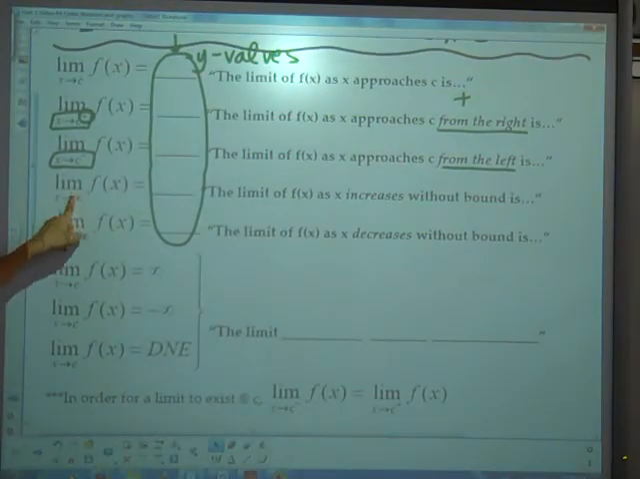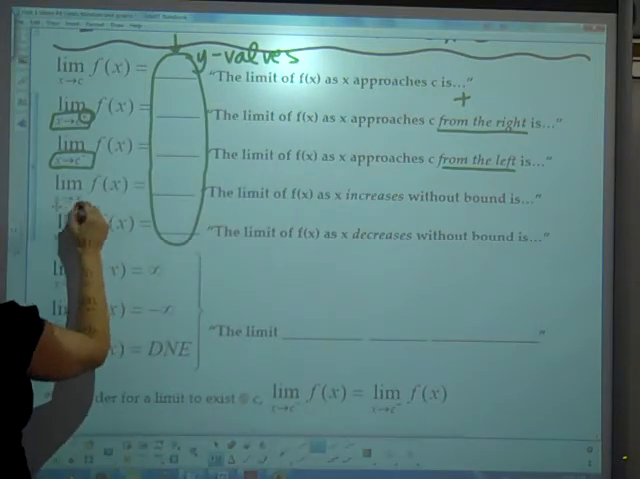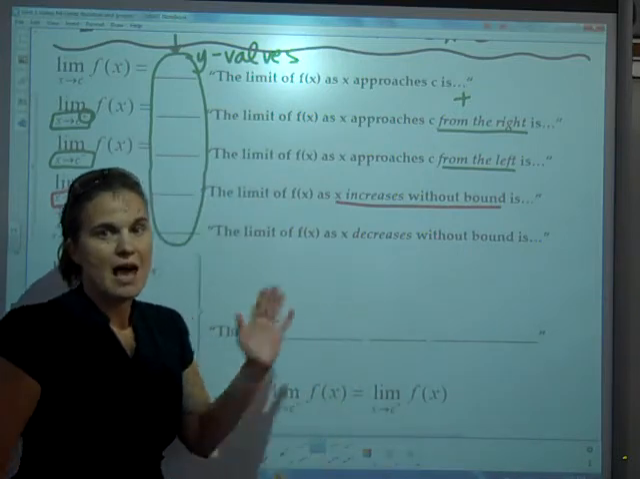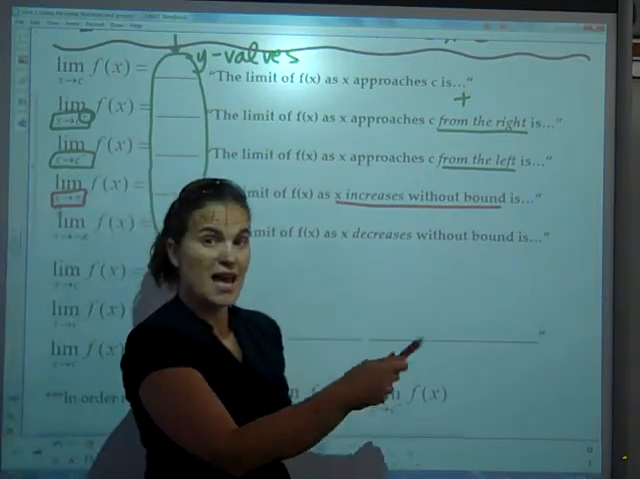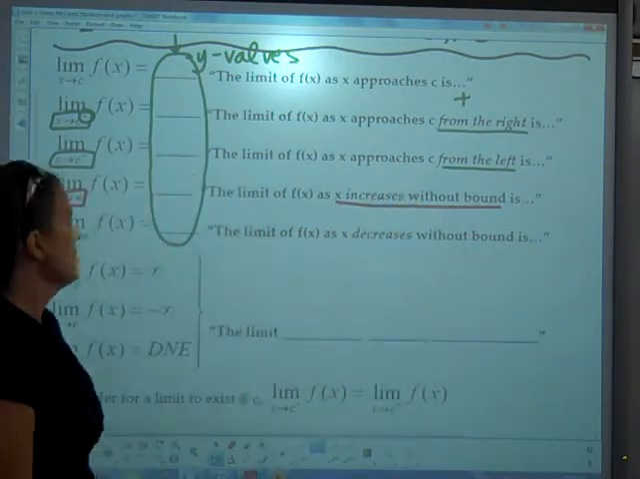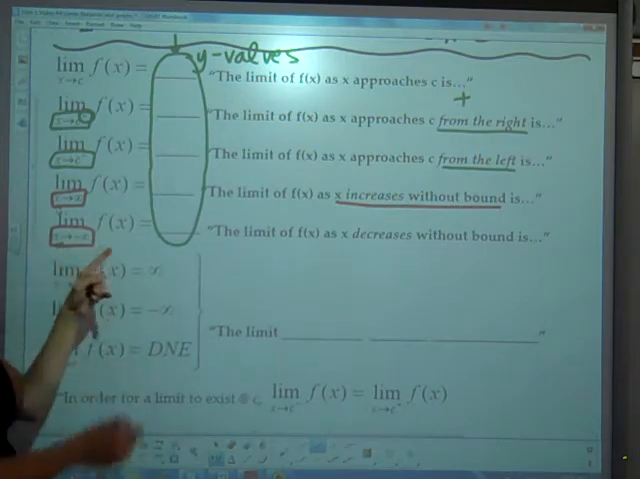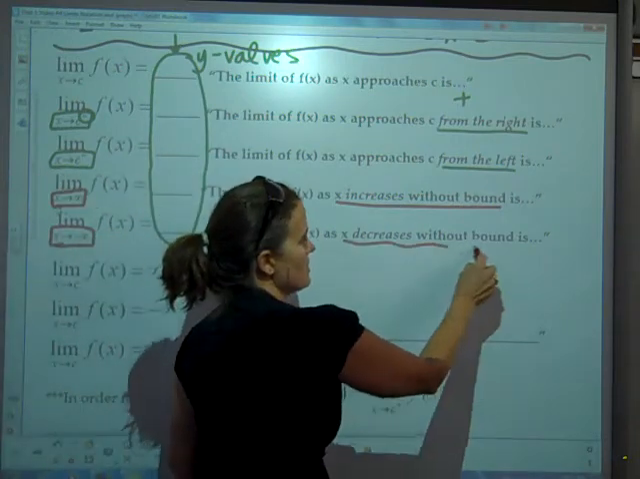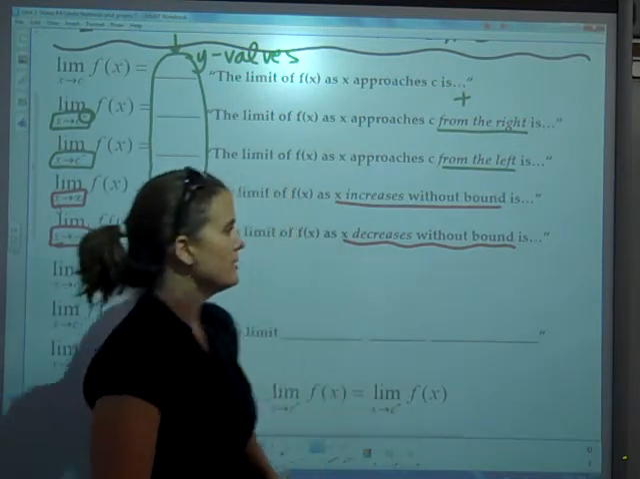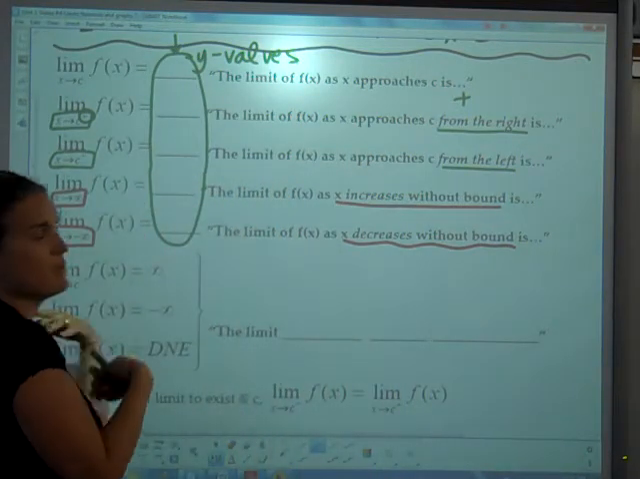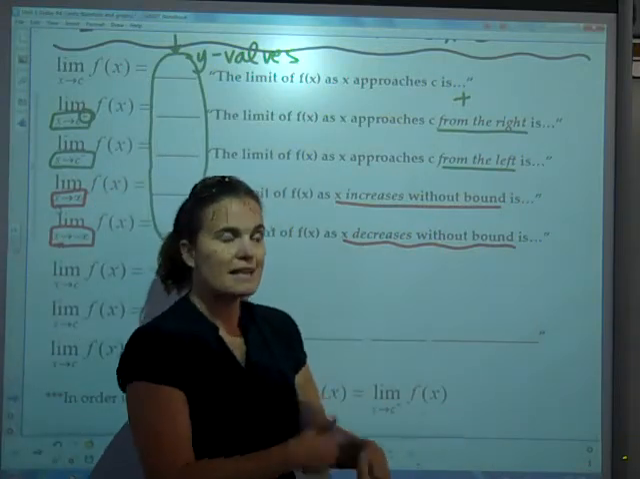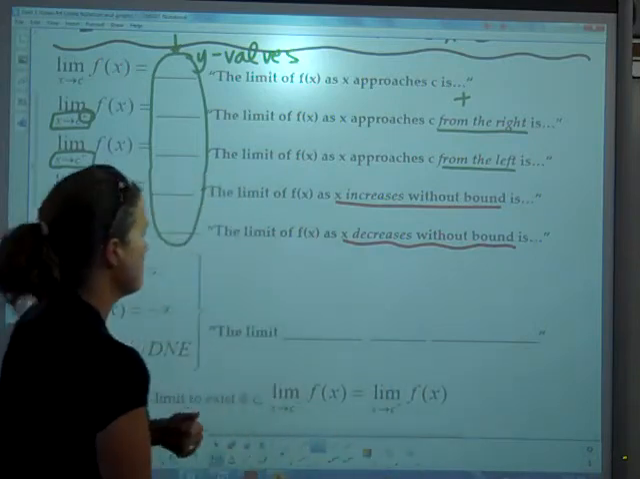If you see the little infinity, the limit as x approaches infinity, that means that x is increasing without bound. X is getting bigger and bigger and bigger. X equals 10, x equals 20, x equals 100, 1,000, 1,000,000. What's happening? And as x approaches negative infinity is as x decreases without bound, so as x gets smaller and smaller and smaller. When you say it out loud, I'd want you to say these phrases: as x increases without bound, as x decreases without bound, not as x approaches infinity.